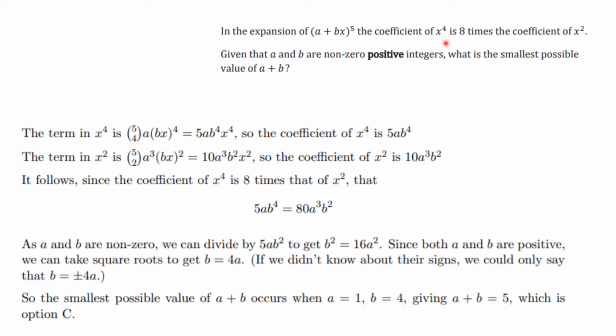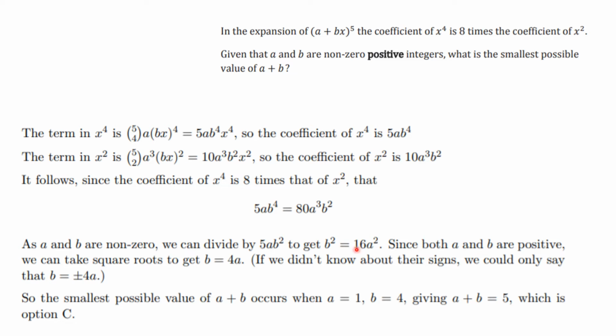Remember, one coefficient is 8 times the coefficient of the other. So there's one coefficient, there's the other coefficient. And now we're making one 8 times as big as the other. Okay? Divide through. And as it mentions, a and b are both positive. We can take square roots then.